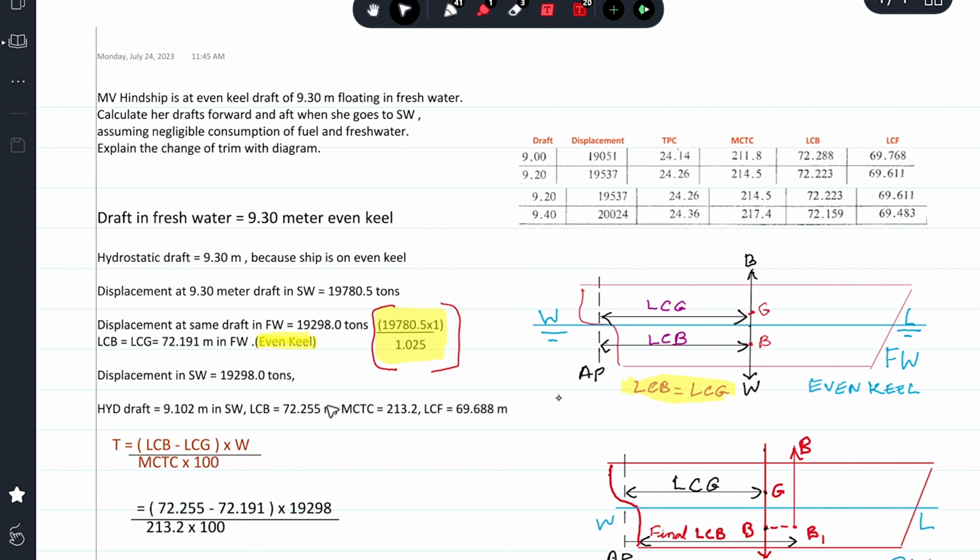Okay, now the ship is in salt water. She has come out of the river port and she is in salt water. Whatever small fuel consumption may have taken place, that is to be ignored as per the question. Assume negligible consumption of fuel and fresh water between the dock and the open sea.